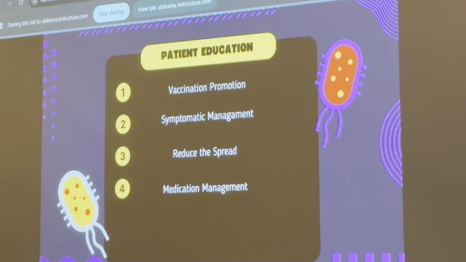Really gonna encourage vaccination promotion. Whatever your view is on vaccinations, that's fine. But we're really gonna try to encourage vaccinations. So 6 months or older, especially in the immunocompromised populations, we're really going to try to encourage them to get these vaccinations so they have the best defense possible for influenza.